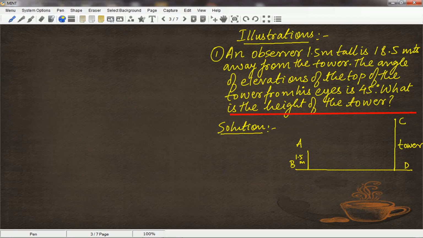और ये जो डिस्टेंस है BD from the foot of the observer to the foot of the tower, that is the distance between the two things, that is actually 18.5 meters. Then the angle of elevation of the top of the tower from his eyes is 45 degrees. So observer's eye is A. A to C will be the line of sight. Since it's angle of elevation, it will be pointing upwards.